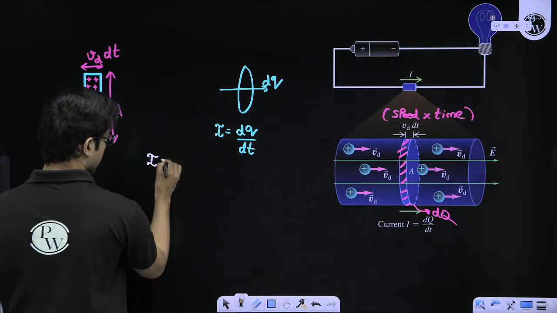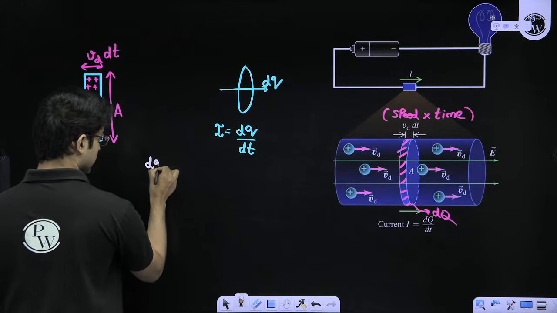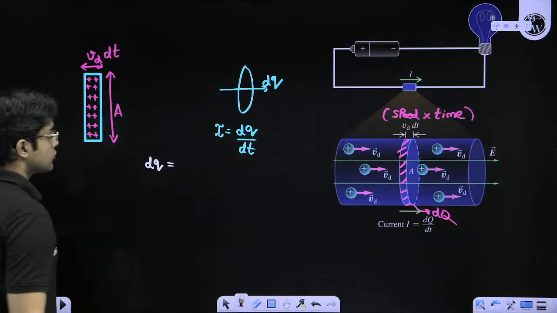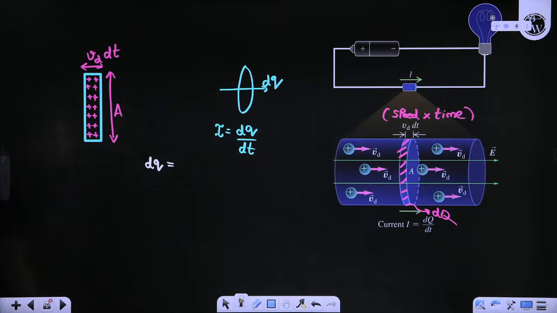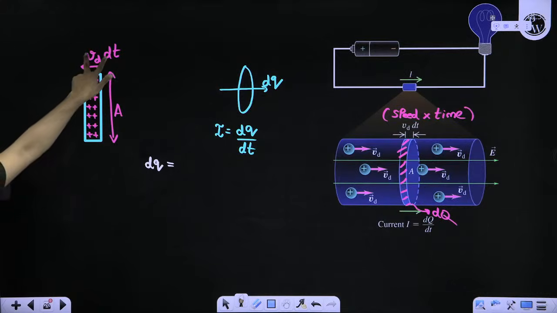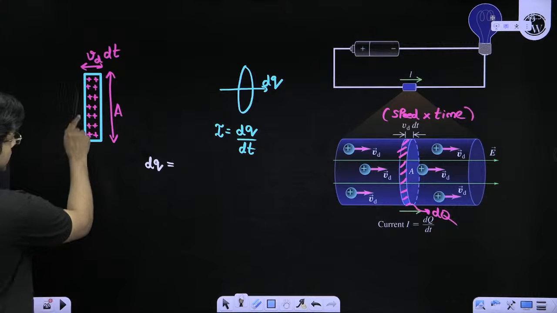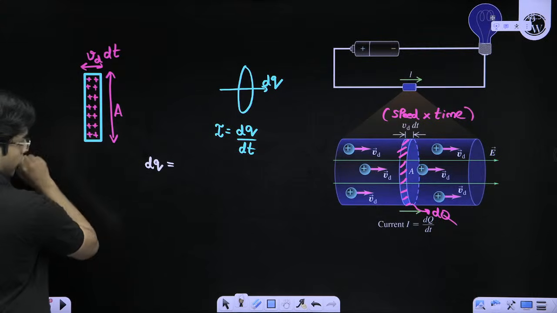Okay. Now, how do we write dq? This is important. So for writing dq, first of all, this is a volume, right? This is a cylindrical volume. Its length is v dt, area is A. So I need the total positive charge present in this volume.